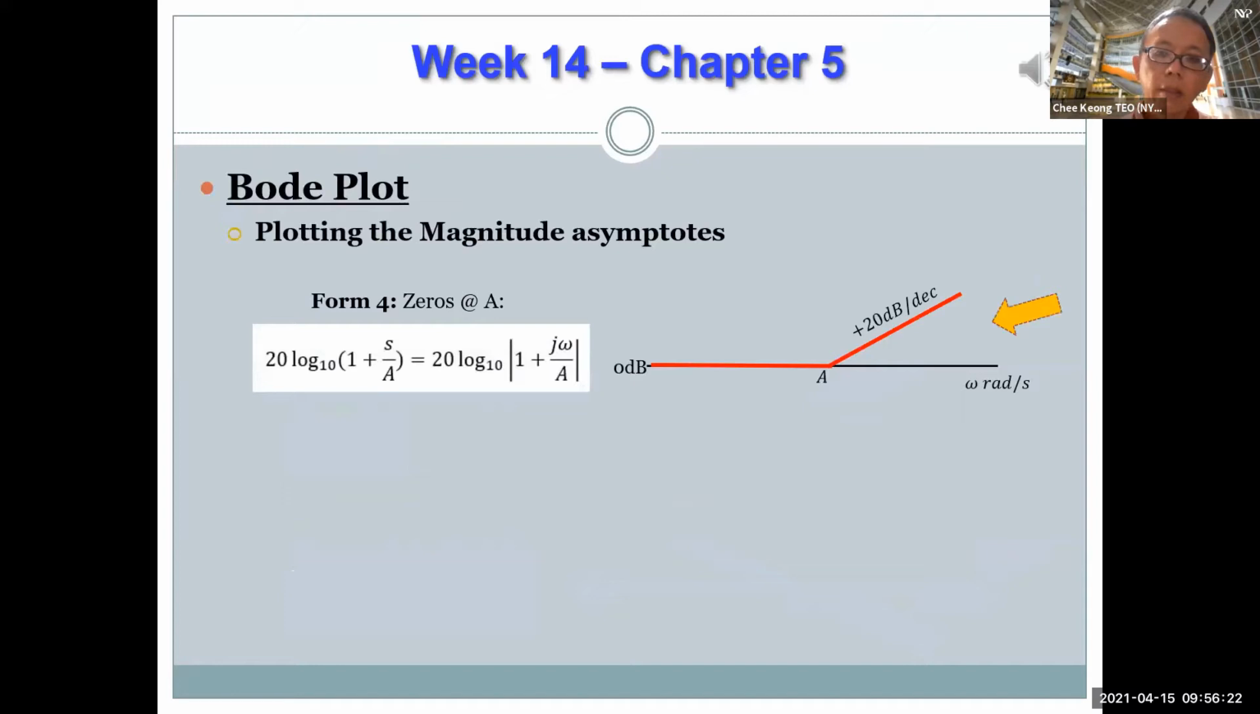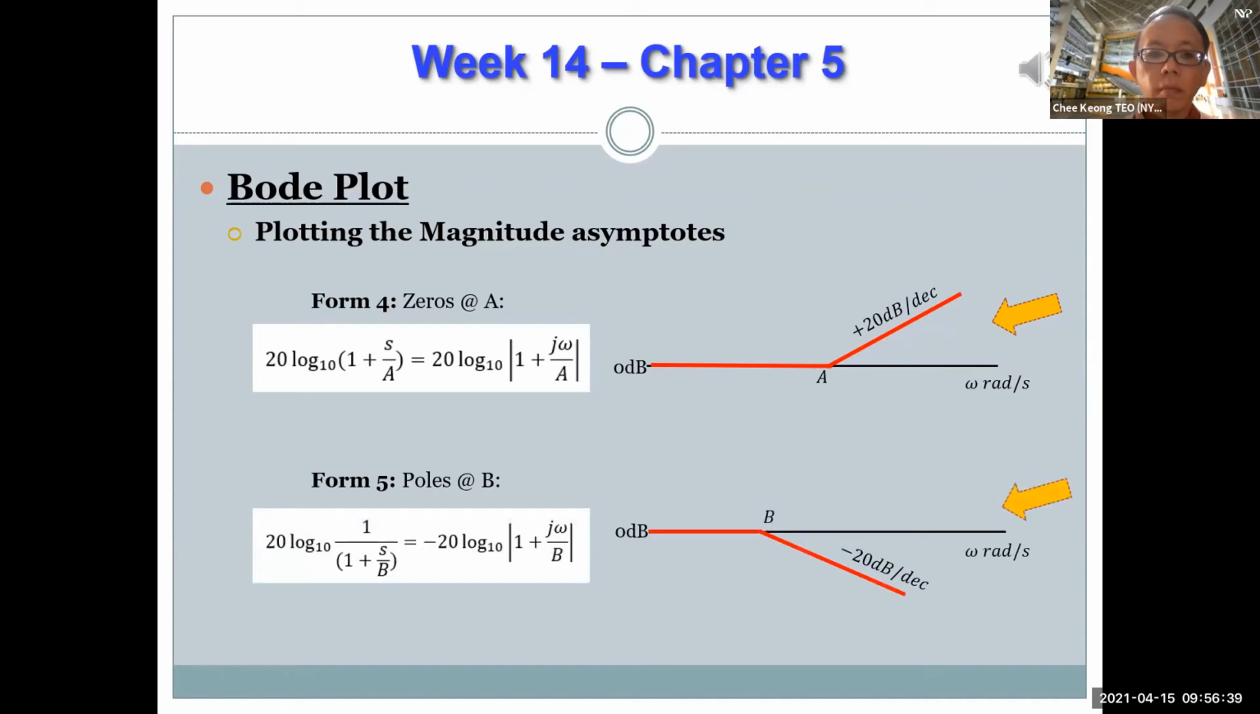For form 4, when plotting a zero at root a radian per second, the plot will be horizontal at 0 dB all the way till a radian per second, and slope up at positive 20 decibels per decade thereafter till infinity. For form 5, poles at b radian per second, the plot will be horizontal at 0 dB all the way till b radian per second and slope down at negative 20 dB per decade thereafter till infinity.